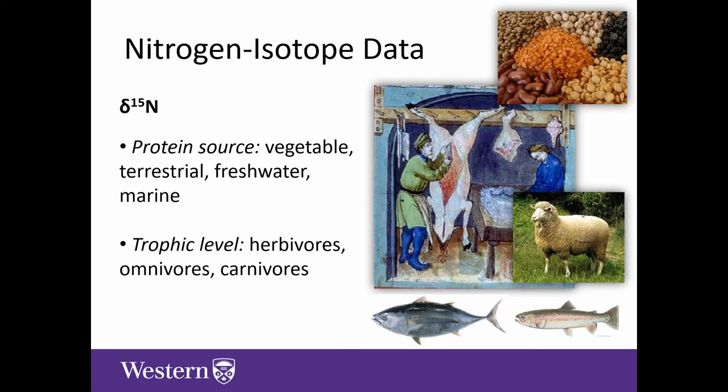For nitrogen isotope data, we're looking at protein source. So are you eating mostly terrestrial? Are you relying on freshwater or marine water fish? How carnivorous is your diet?